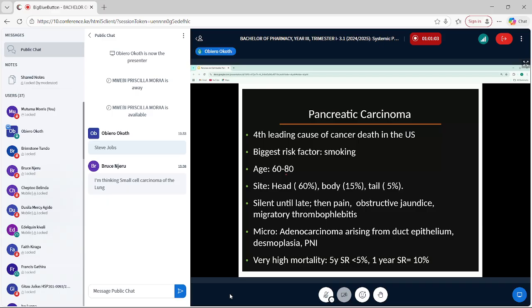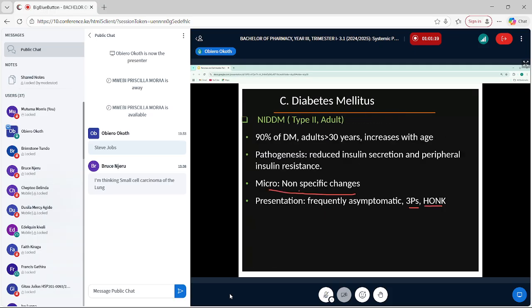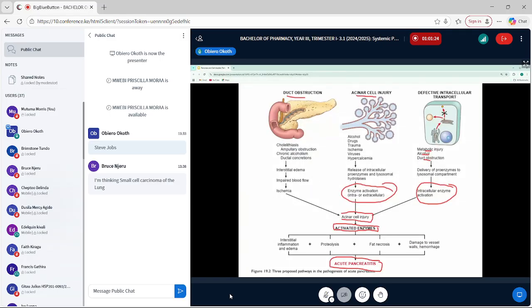Here you see them much earlier, I don't know why, in the 50s. The location matters, because if the tumor is located in the head, it will present early. This is the head of the pancreas. So if this tumor is here, it's going to block the bile duct. And when you block the bile duct, you'll get obstructive jaundice. So it will appear earlier.